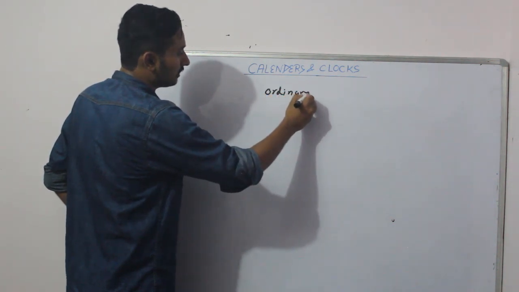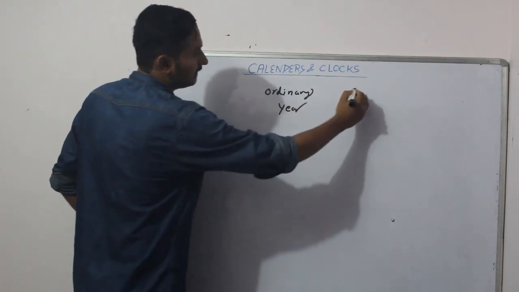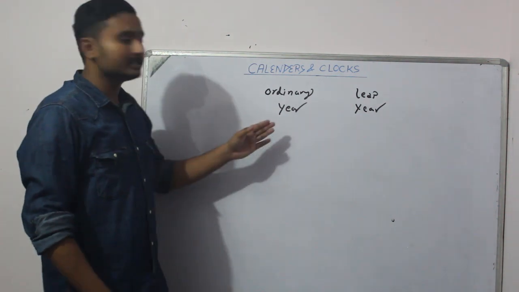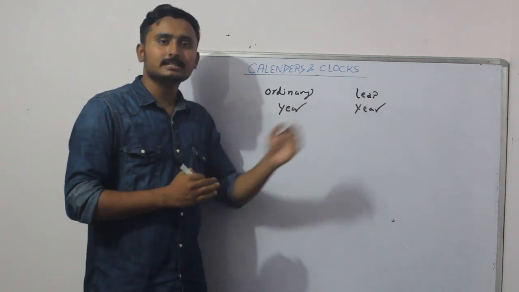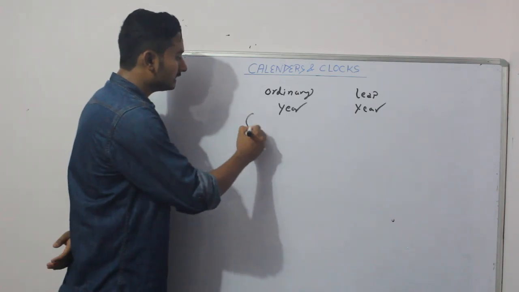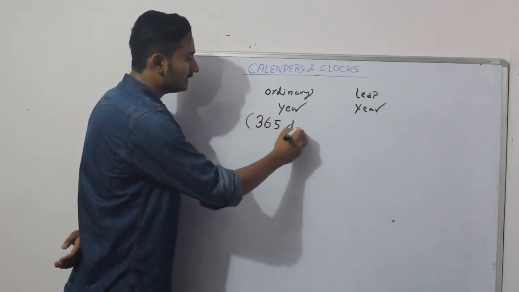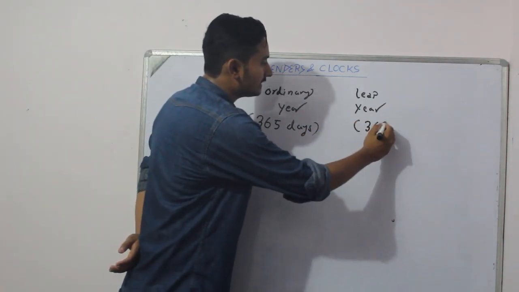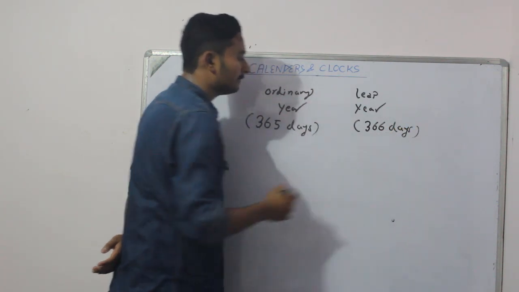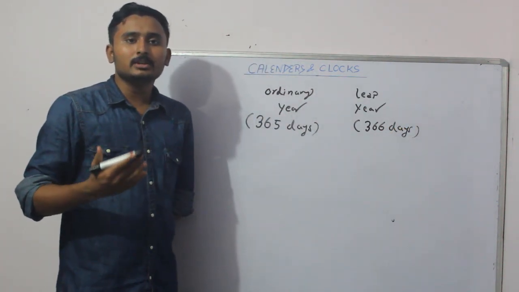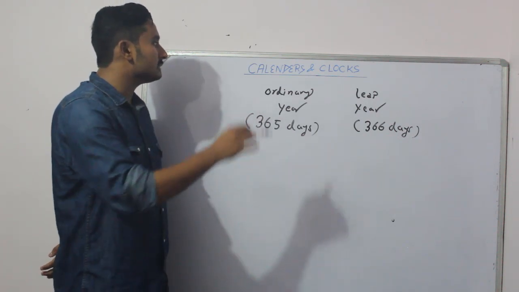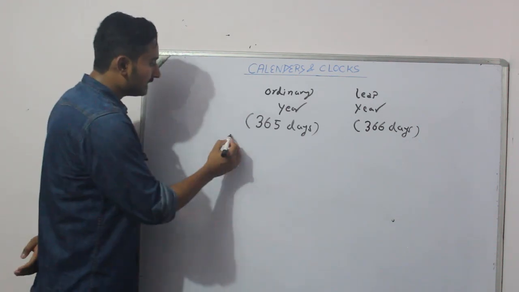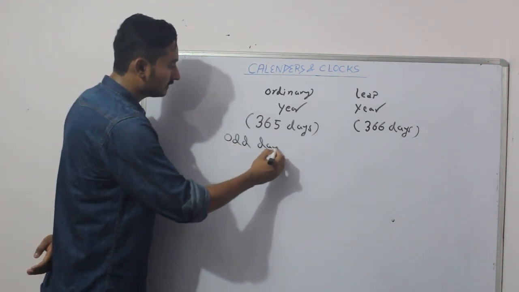One is the ordinary year, and the other is the leap year. In an ordinary year we have 365 days, and in a leap year we have 366 days. What we are going to do is solve the problems based upon calendars on the basis of the odd days concept.